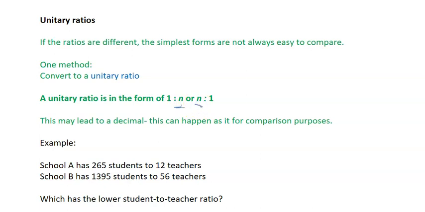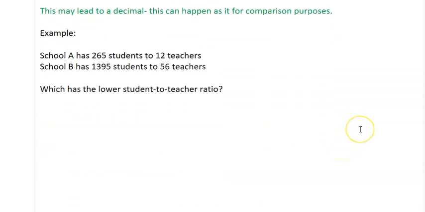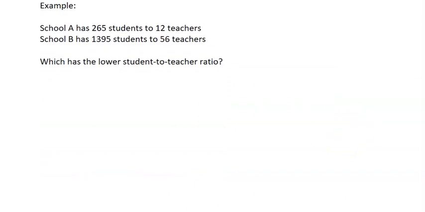This can happen only because it is for comparison purposes. It's not necessarily the final destination. It's often how we can then present our answer as a comparison. So let me show you what I mean by that in this example. We've got school A and school B. They're the students, they're the number of teachers in each. Which has the lowest student-to-teacher ratio?